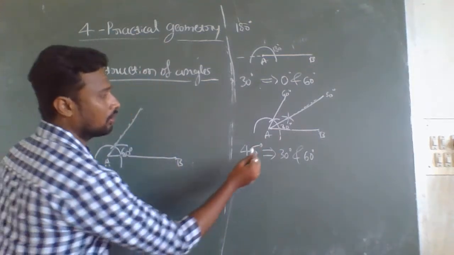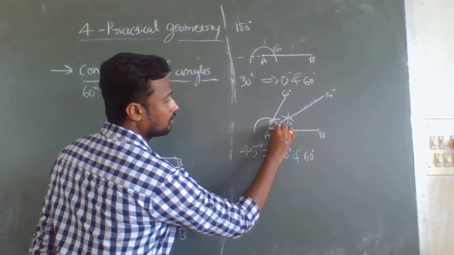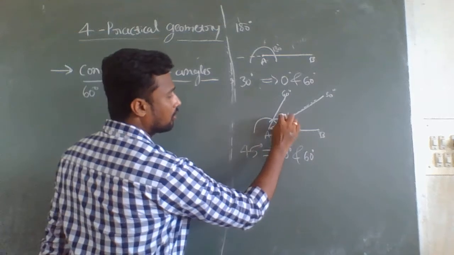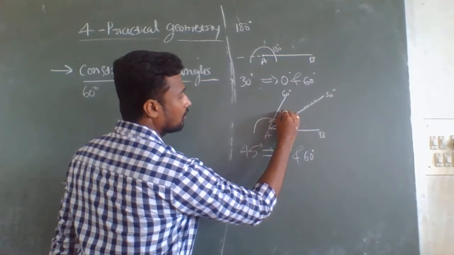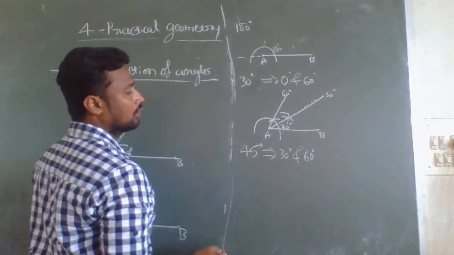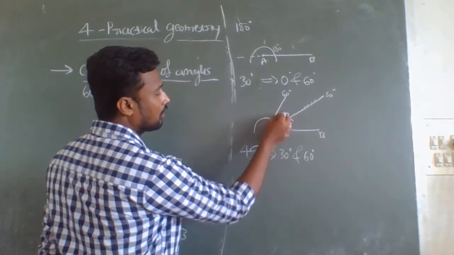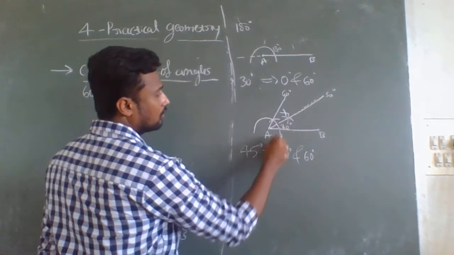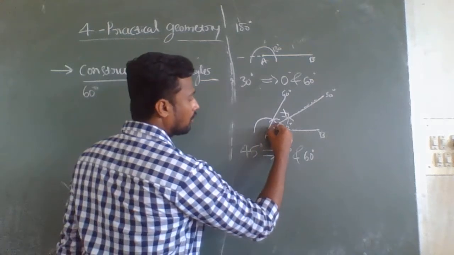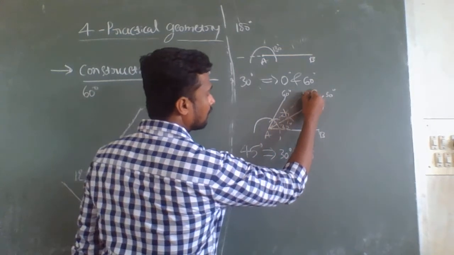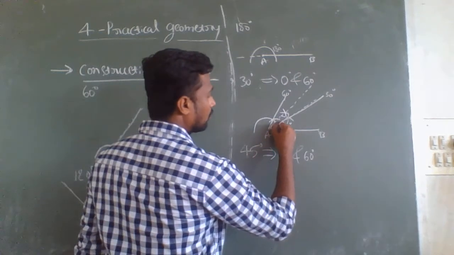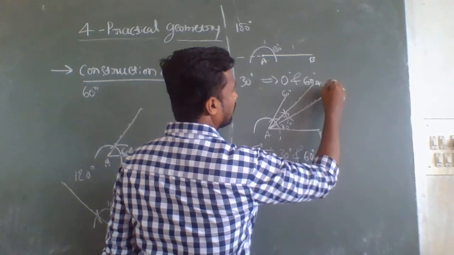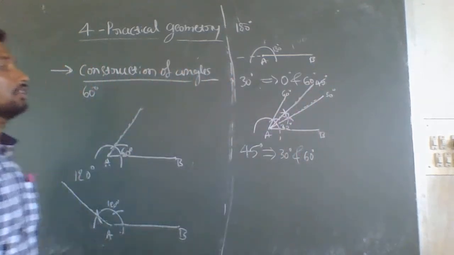Keep your compass on 30 degree here. Here it is 30 degree intersected point, and draw an arc here. So here I will draw an arc, and again from 60 degree I will draw an arc here. By keeping the compass on 60 degree, you can draw an arc here. So when you draw a line to these intersected lines, you will get how much? 45 degree. This is 45 degree.